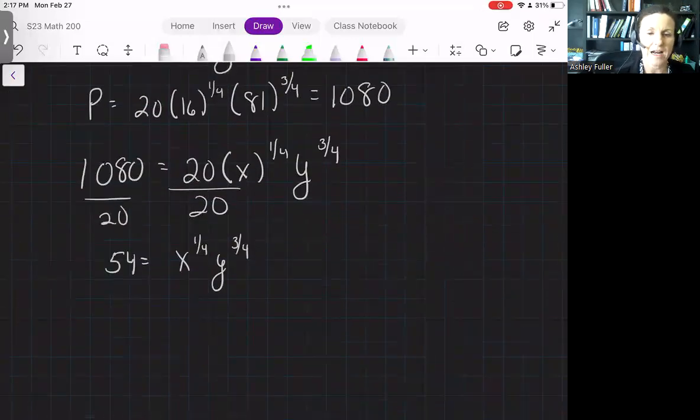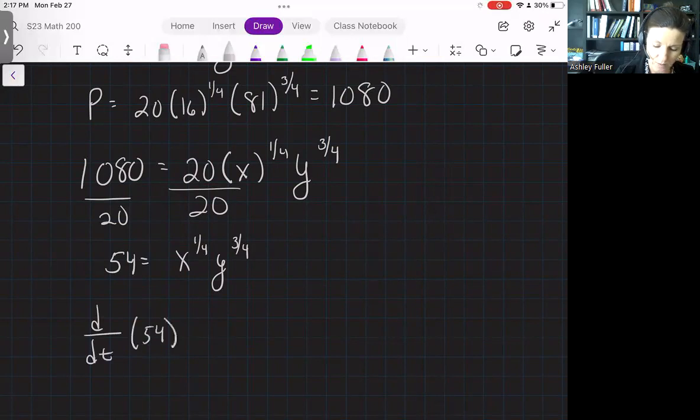But we've got to figure out how to change our level of labor, or I'm sorry, our level of capital, in units per month, knowing how much our labor is changing. In order to do this, we're going to differentiate both sides with respect to time. When I differentiate 54 with respect to time, we're going to end up with 0. And then on this other side, we're going to end up having to apply the product rule.